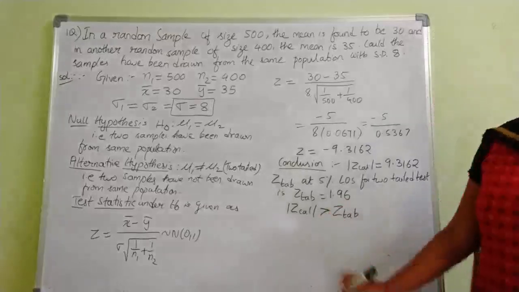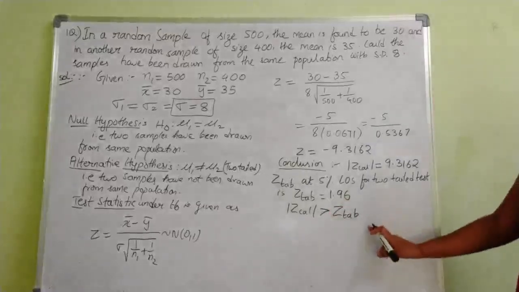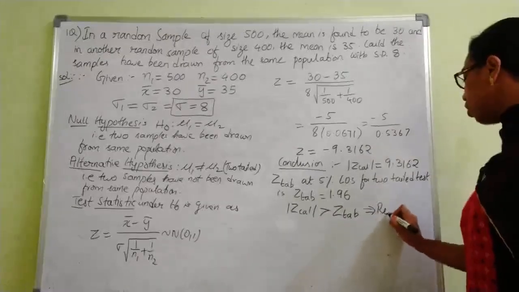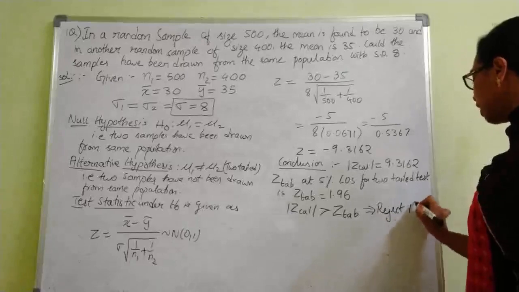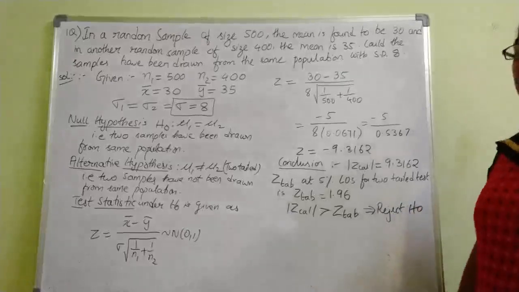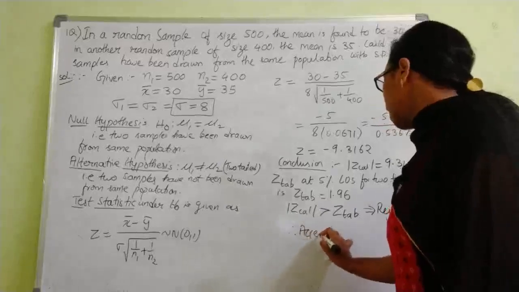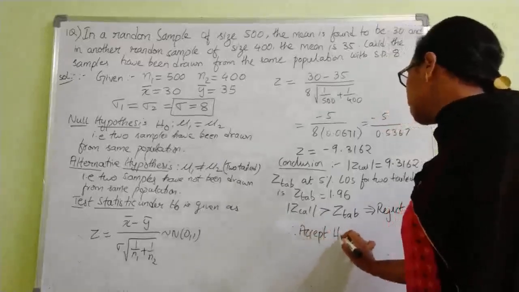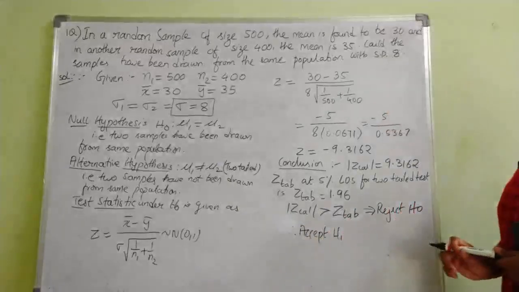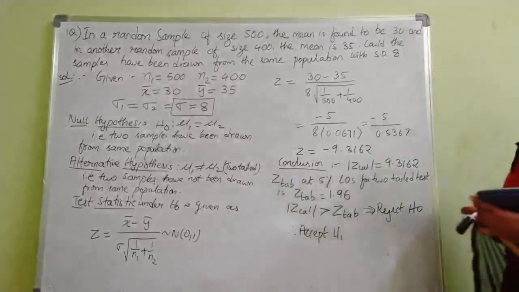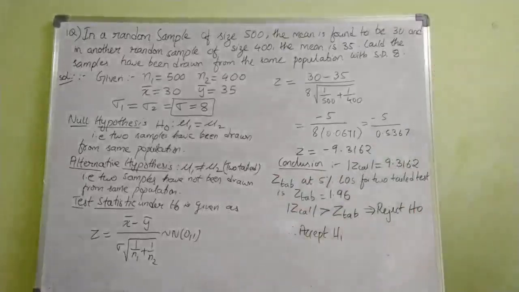So if the calculated value is greater than the table value, what does it mean? Reject H0. So reject our null hypothesis. Reject the null hypothesis means therefore accept the alternative hypothesis. So accept H1. So under H1, what have we written? The two samples have not been drawn from the same population. So this is the conclusion for this problem. So copy the problem.